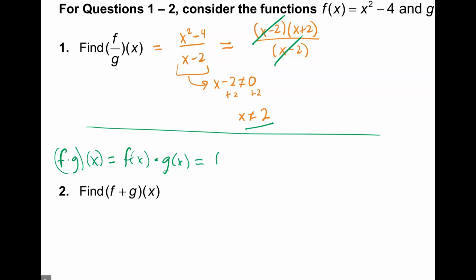Okay, so if I take x squared minus 4 times x minus 2, I'll distribute the x first, and then I'll go through with the negative 2. So x times x squared is x cubed, minus 4x, minus 2x squared, plus 8.